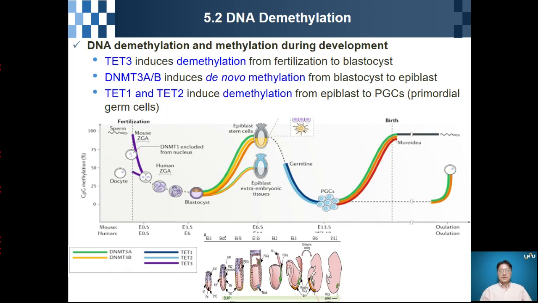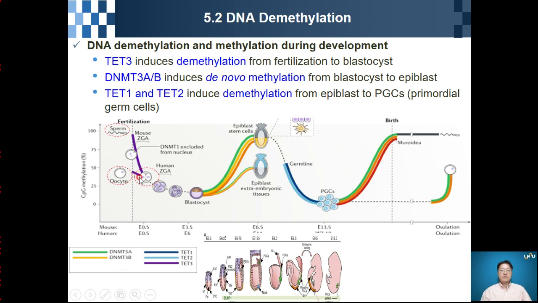In this slide I will explain DNA demethylation and methylation mechanisms during development. This is the x-axis, which means embryonic stages, and the y-axis is the percentage of CpG methylation. This is the sperm and this is the oocyte. Sperm and oocyte can be fertilized.